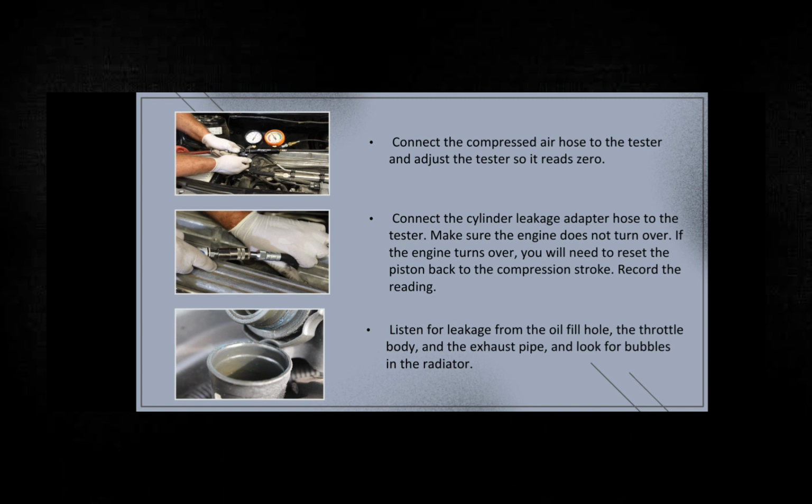Connect the cylinder leakage adapter hose to the tester. Make sure the engine does not turn over. If the engine turns over, you will need to reset the piston back to the compression stroke. Record the reading. Listen for leakage from the oil fill hole, the throttle body, and the exhaust pipe, and look for bubbles in the radiator.